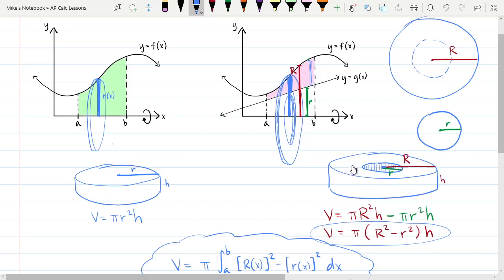Okay, so as you go through your assignments, some of the problems will be the disc method from the previous lesson, and some of them will be the washer method from this lesson, and you need to make sure you understand which is which, and it's going to depend on how the region compares to the axis that you're revolving around. Okay, so let's look at some examples.